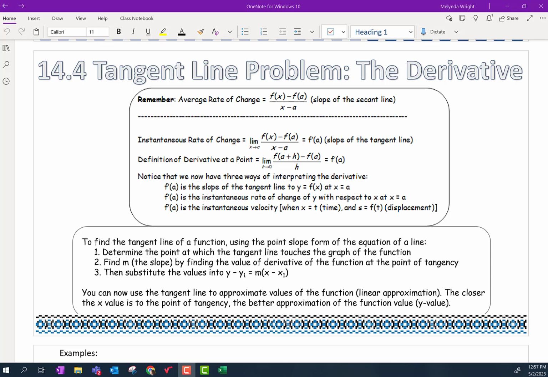All right, let's take a look at our lesson for today. Crazy, it's the last one. Oh my goodness, I can't even believe it. And it's a very fun one too. We're doing tangent line, the derivative.